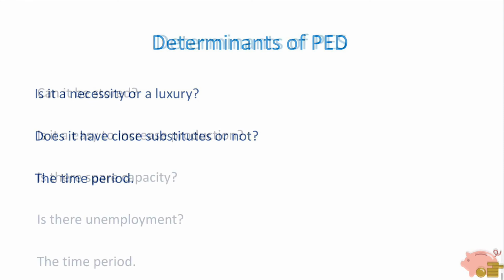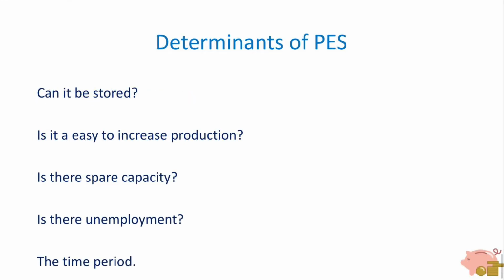Now let's have a look at the determinants of price elasticity of supply. First of all, can it be stored? If it can't be stored, then we can't release less of it onto the market. We've made it, we've got to put it onto the market. So regardless of the price, we're going to have to release the same amount onto the market. So that'll be relatively inelastic if it can't be stored.